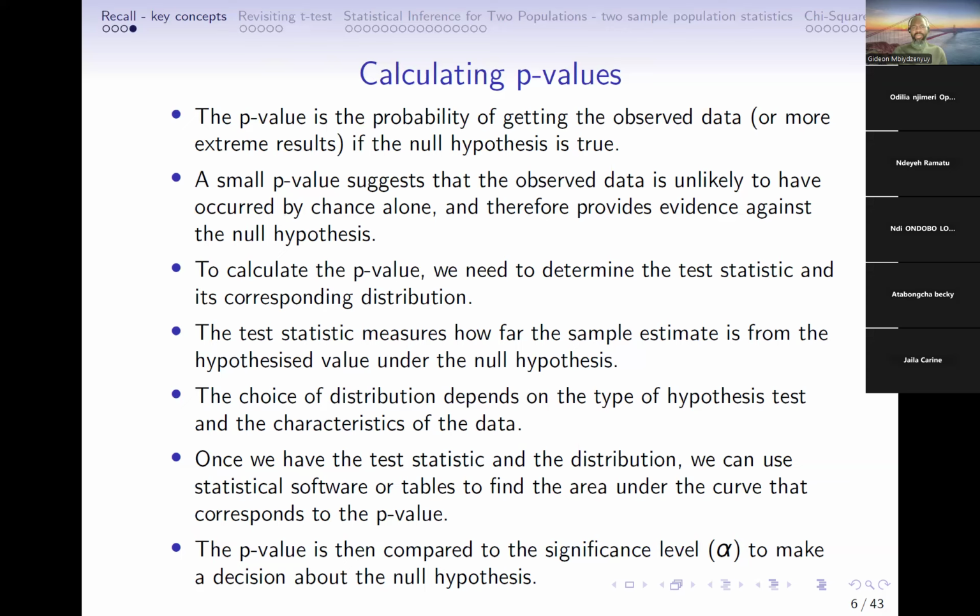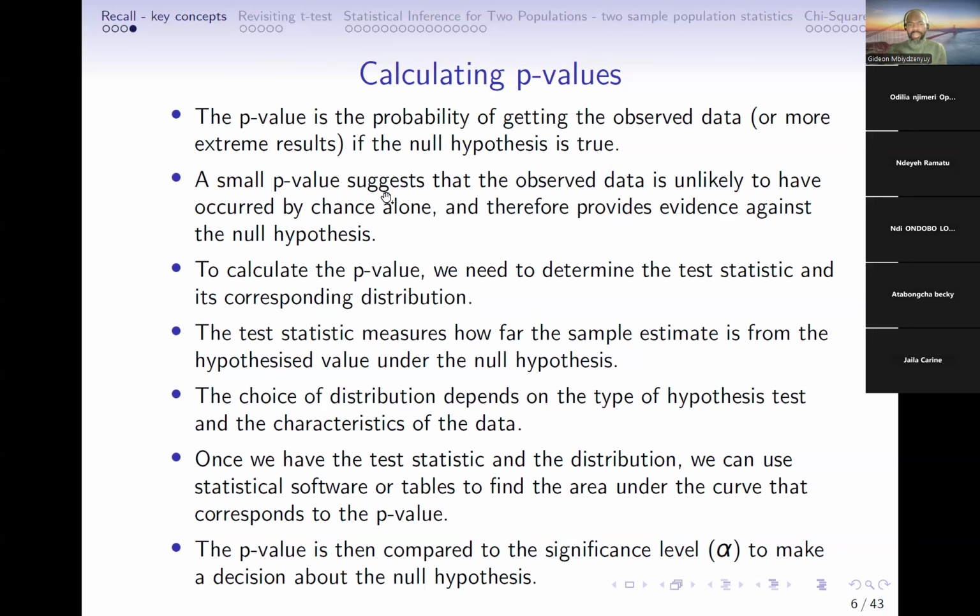Small p-value, then we observe that there's an unlikelihood. Unlikelihood meaning that it is unlikely to have occurred by chance alone, and therefore provides evidence against the null hypothesis. So if you get a small p-value, repeating what I just said in a short time, it is unlikely to have occurred by chance. Basically, the statistic you're making, or the error you're making, is unlikely to have occurred by chance. And therefore, you reject the null hypothesis.